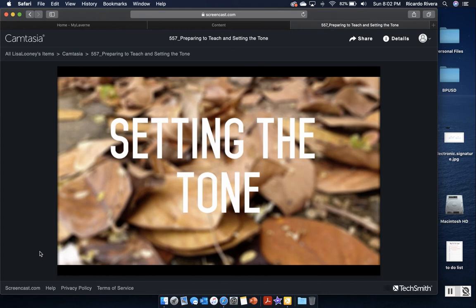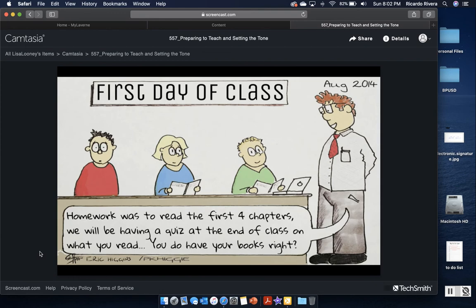You get to set the tone as an instructor, as a teacher, and what kind of instructor will you be? This is a funny cartoon that I ran across. It says the first day of school. If you see here, homework on your first day was to read 4 chapters, have a quiz, and then you have your books, right? So I thought this was funny. And there are some professors that are like this. Some of you may have had professors like this yourselves, right?